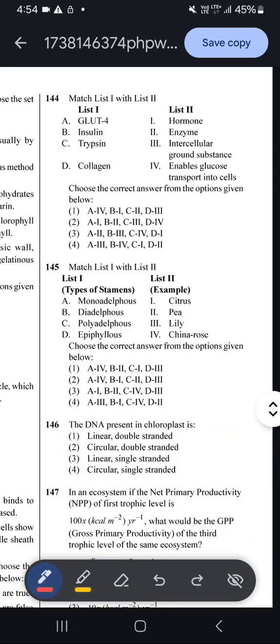So, match the following. GLUT1. What is GLUT1? Glucose transport type 4.